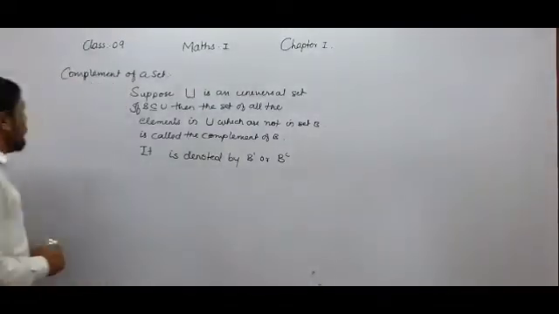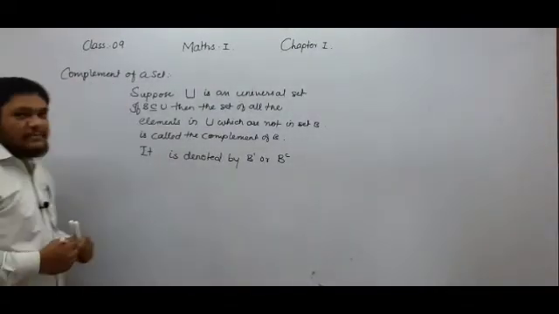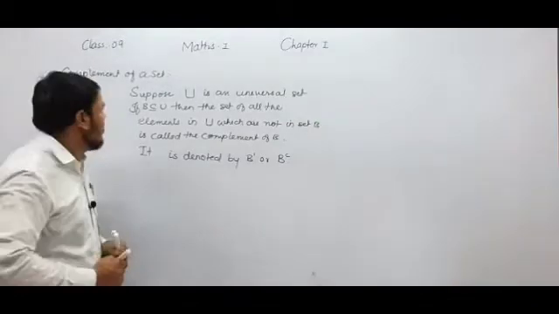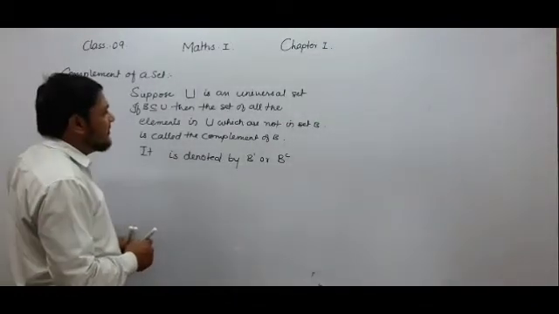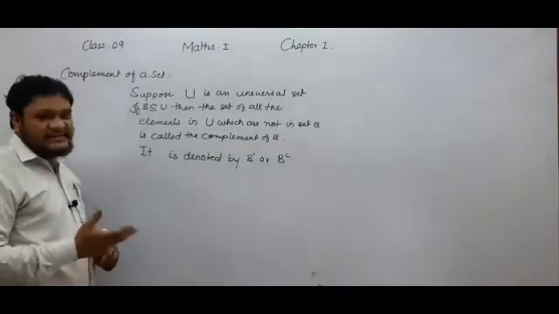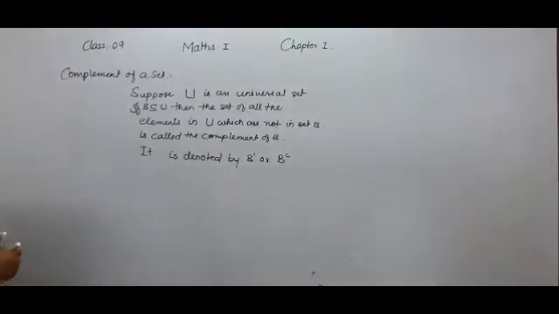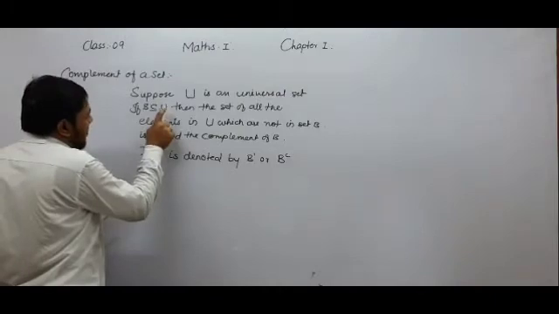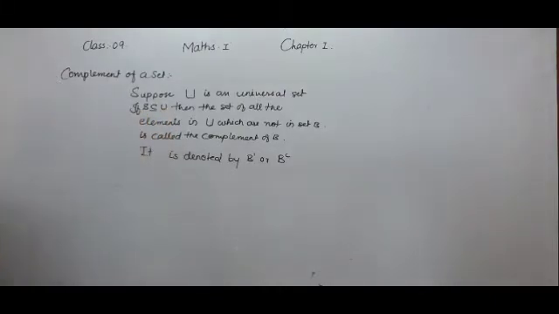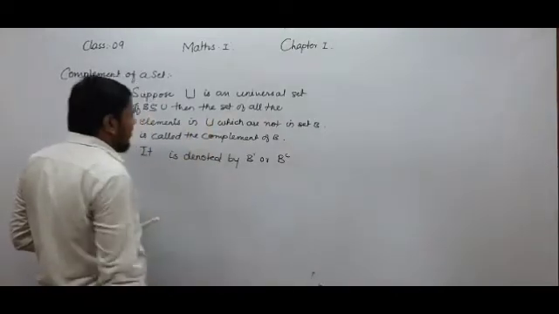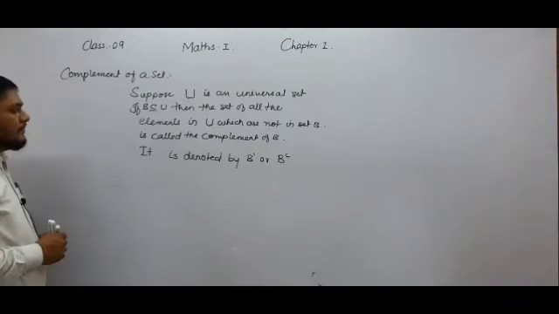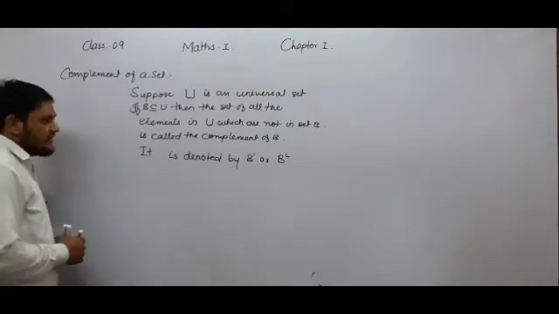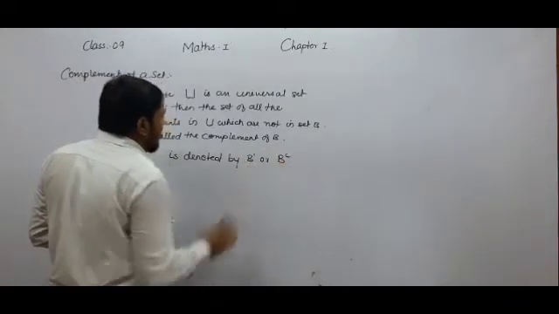So students, now our next topic is the complement of a set. We will see what the complement of a set is. Suppose U is a universal set. We can take any set U as the universal set. If B is a subset of U, that is, set B is a subset of that universal set U, then the set of all the elements in U which are not in set B is called the complement of B. It is denoted by B complement.